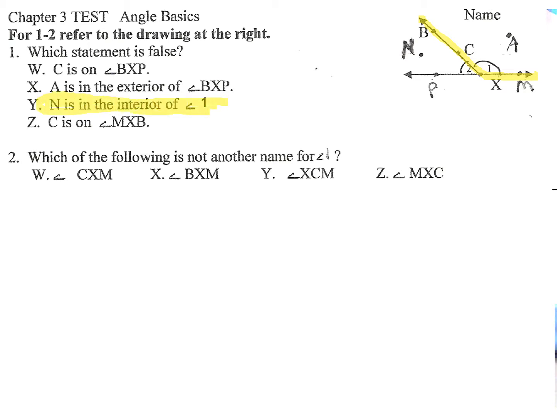And then C is on angle MXB. MXB, that's that same angle. You're just following the letters, and so C is on that angle as well.